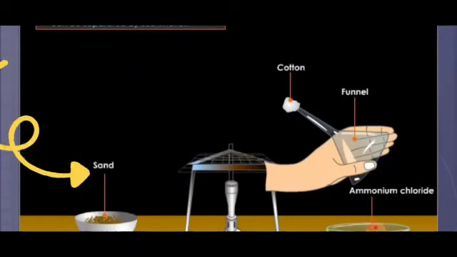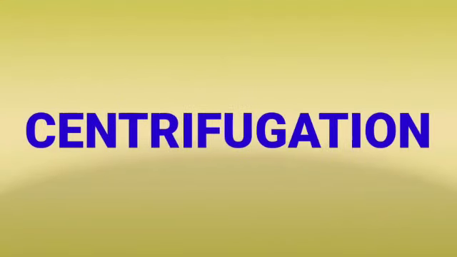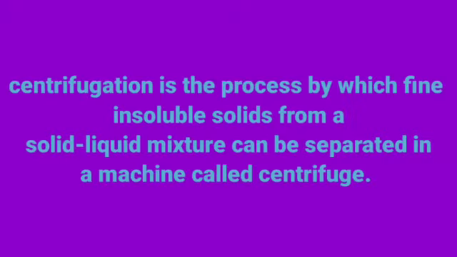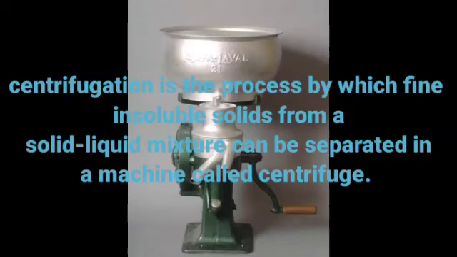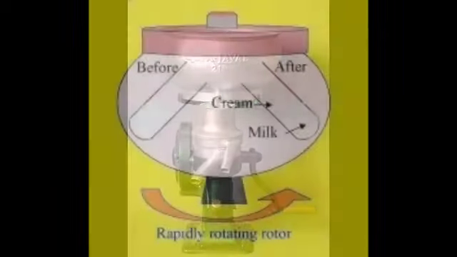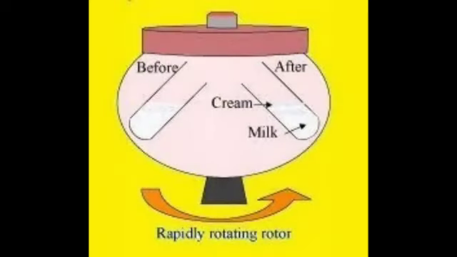The next topic, centrifugation method, children. What is meant by centrifuge? Centrifugation is the process by which fine insoluble solids from a solid-liquid mixture can be separated. In a machine, we can say a centrifuge. A centrifuge rotates at a very high speed. On being rotated, by centrifugal force, the heavier solid particles move down.